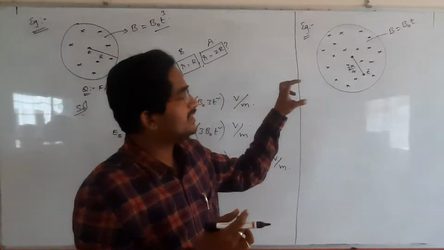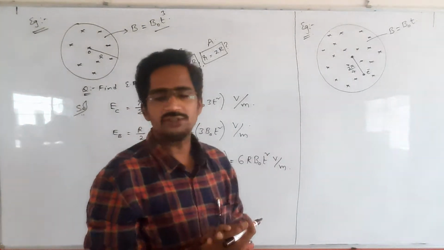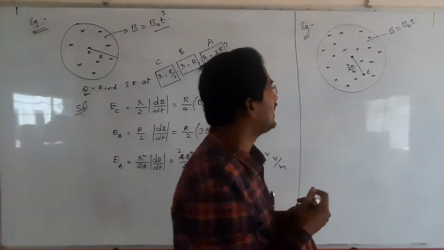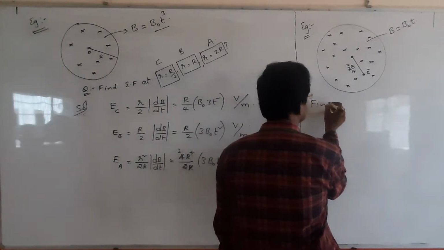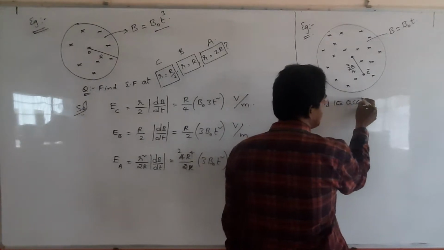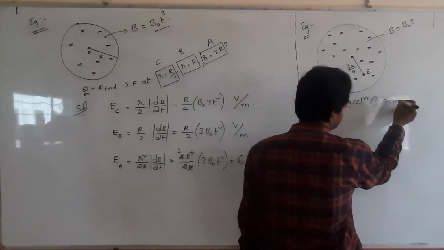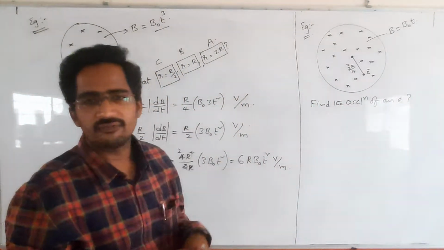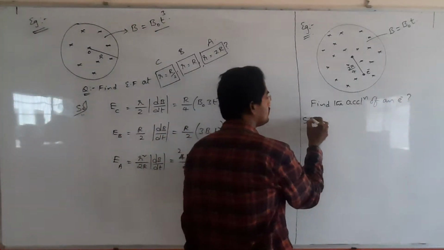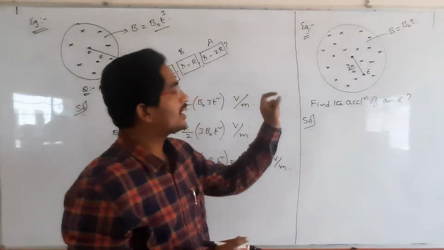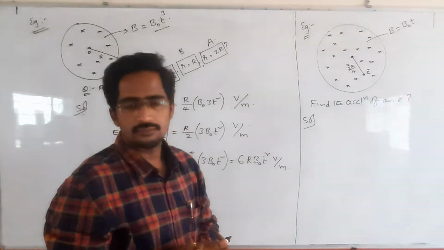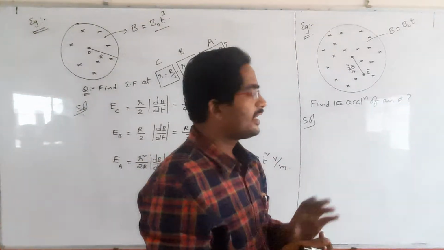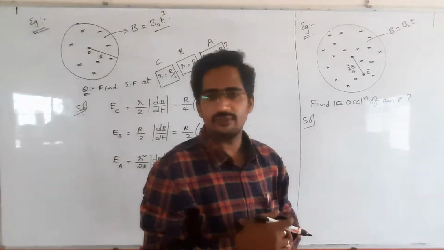And the electron is placed there. Now the question is, what is its acceleration? Find the acceleration of an electron. Okay. How can we find it? Simple. First, the electron is inside the field. So at a distance of 3R by 4, there we want to get the electric field intensity first.